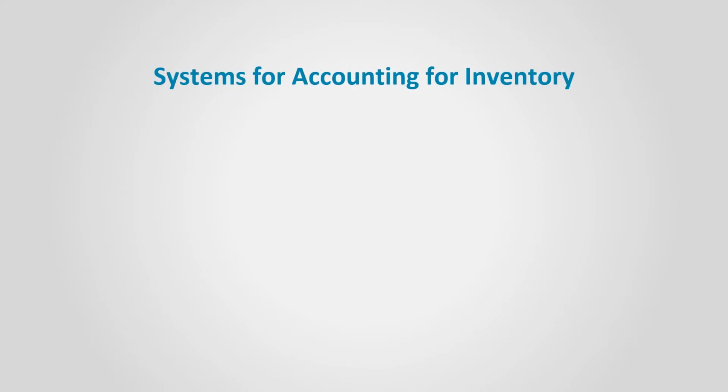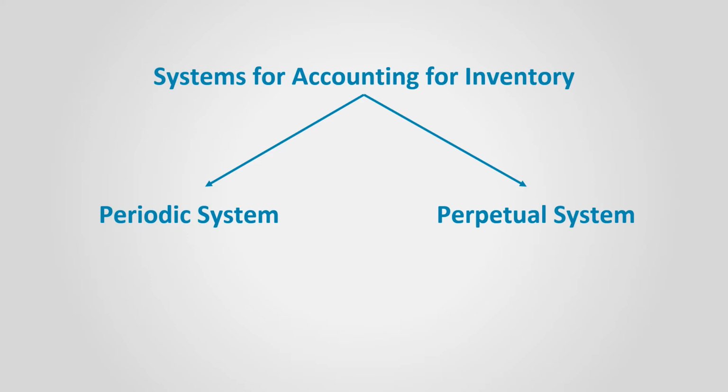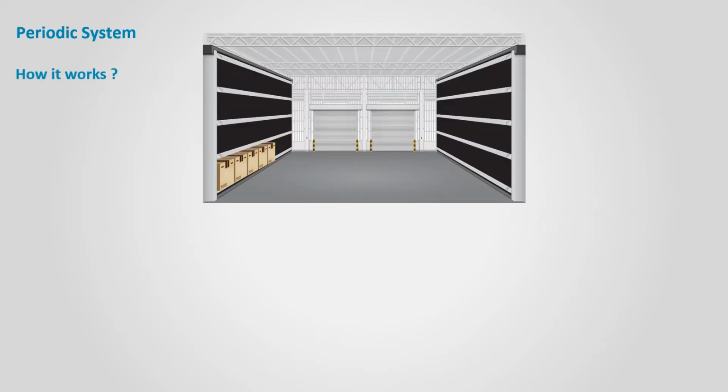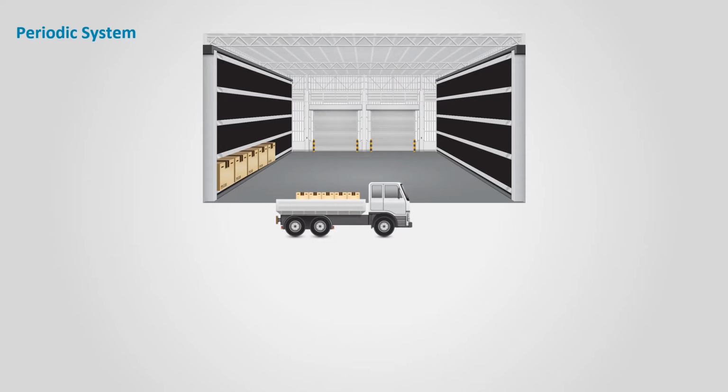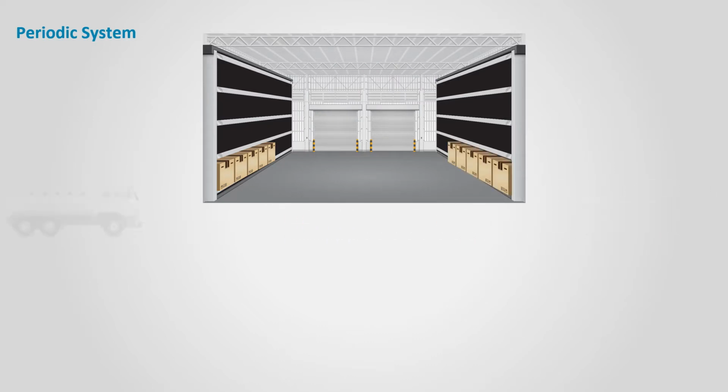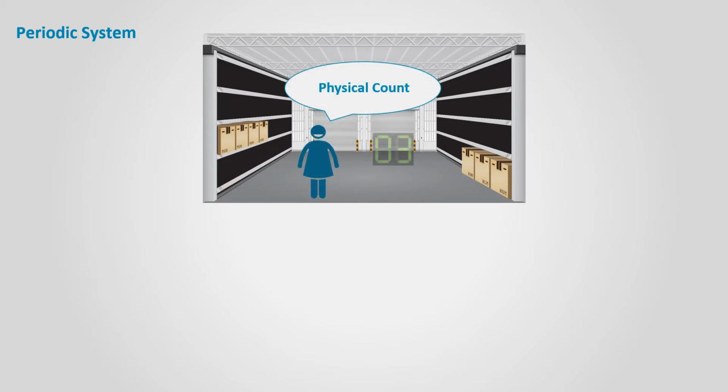Systems for accounting for inventory: periodic system and perpetual system. Periodic system. How does it work? At the beginning of the period, a physical count is taken. All purchases are recorded. The goods available for sale are the purchases plus the beginning inventory's physical count. At the end of the period, another physical count is taken to get the ending inventory.